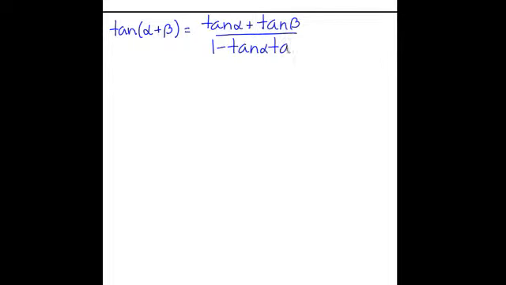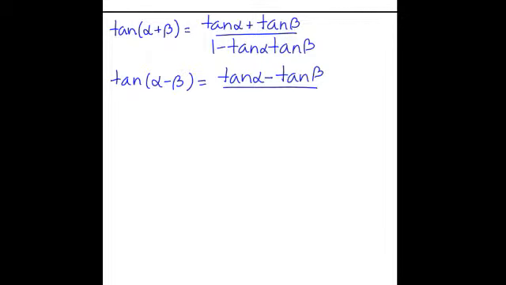Okay. So now I'm going to give you guys the formulas for tangent. They're very similar. So the tan of alpha plus beta is the tan of alpha plus the tan of beta, over 1 minus tan alpha tan beta, and the tan of alpha minus beta is the tan of alpha minus the tan of beta, over 1 plus tan alpha tan beta.